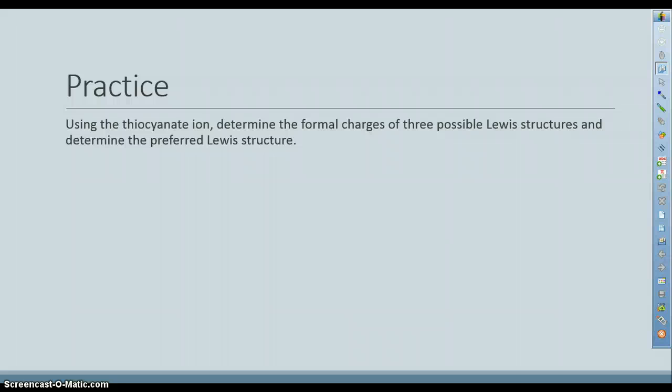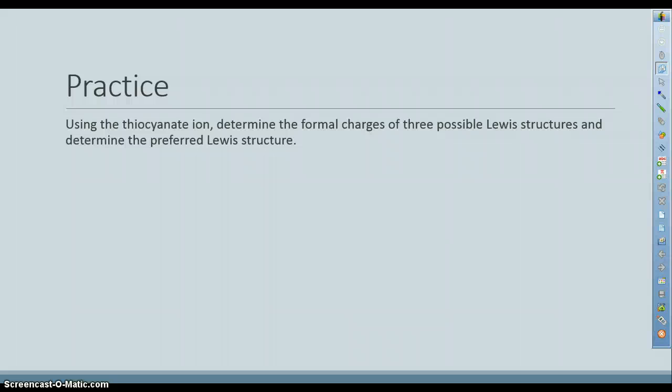Practice. Using the thiocyanate ion, I'd like for you to go ahead and determine the formal charges of the three possible Lewis structures, all of which are completely legitimate and work out, and also then determine the preferred Lewis structure by looking at their formal charges. All right, so go and pause for a moment. I'll let you take a second here and try these out yourself, and then we'll pick up where you have left off.